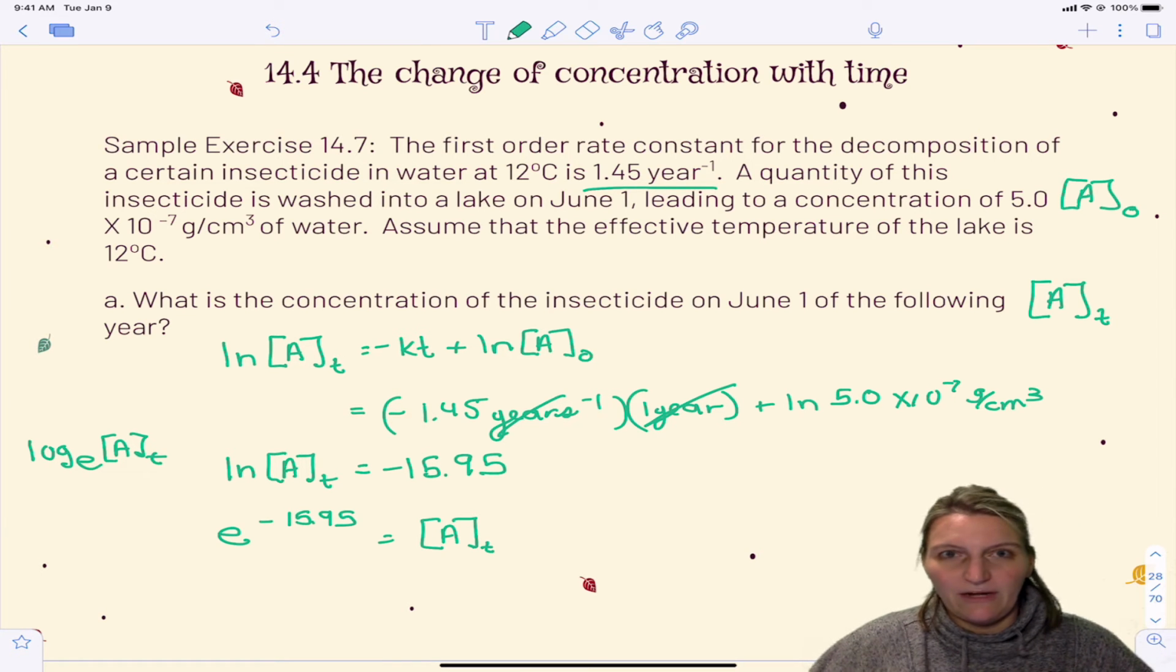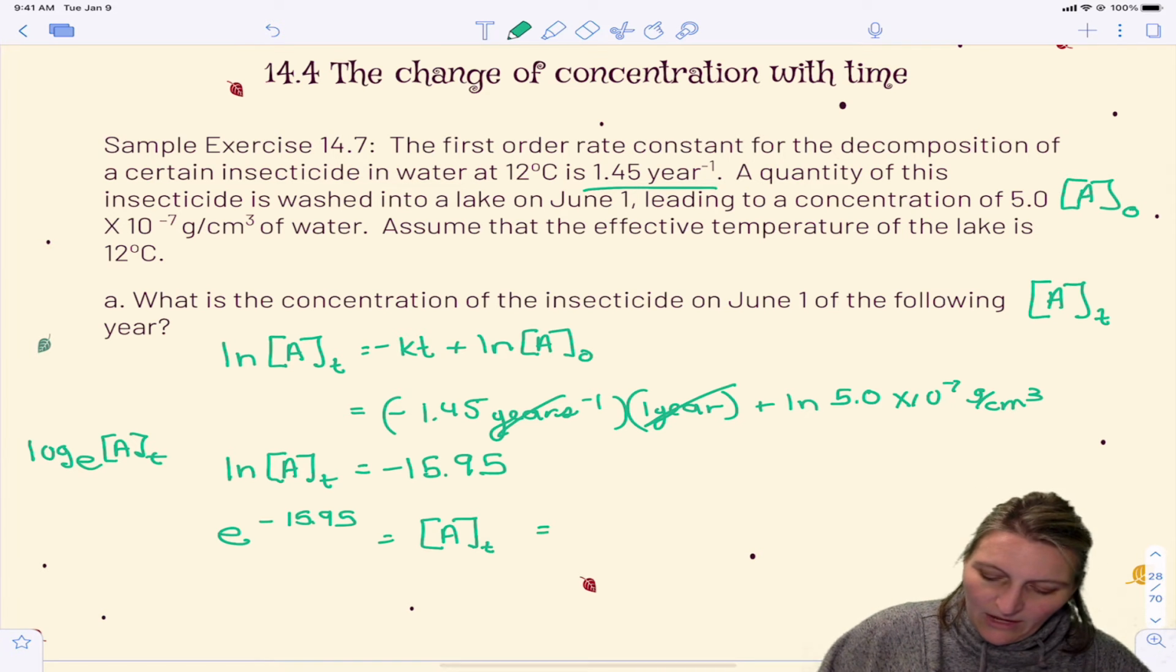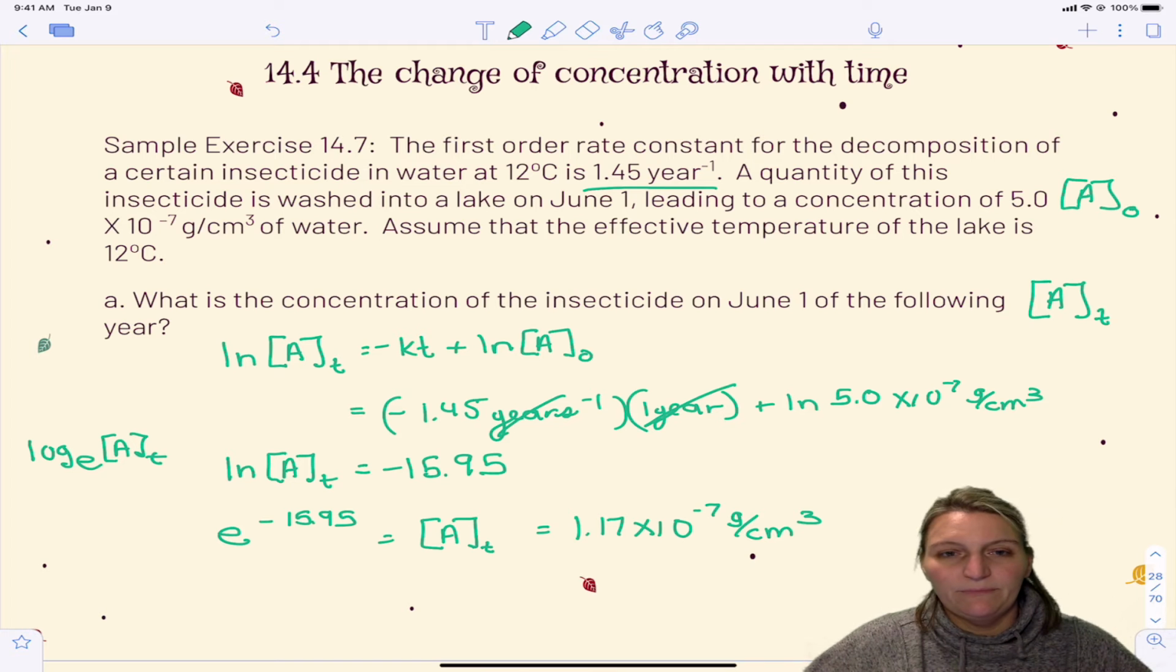So e to the negative 15.95 equals the concentration of A at time t. And you just plug that into your calculator: 1.17 times 10 to the negative 7 grams per centimeter cubed. Pretty straightforward, even though it looks very scary.